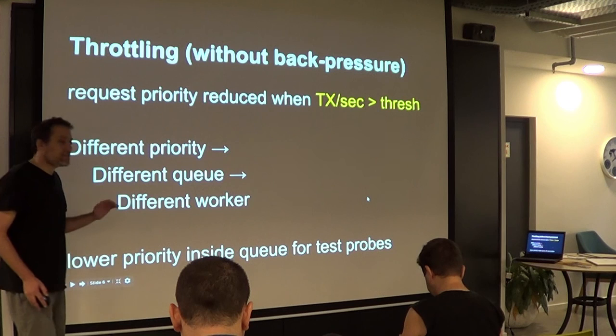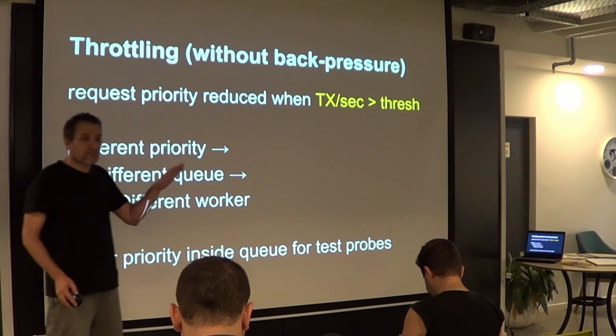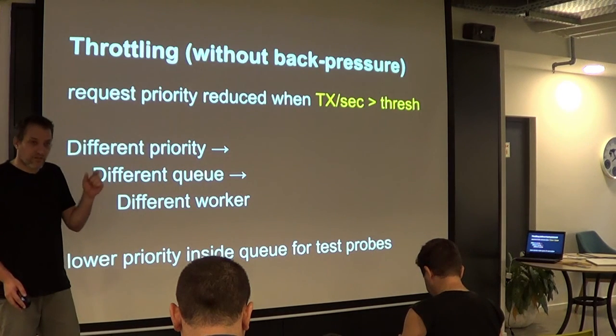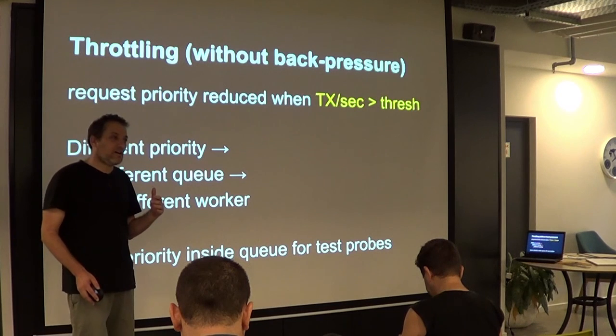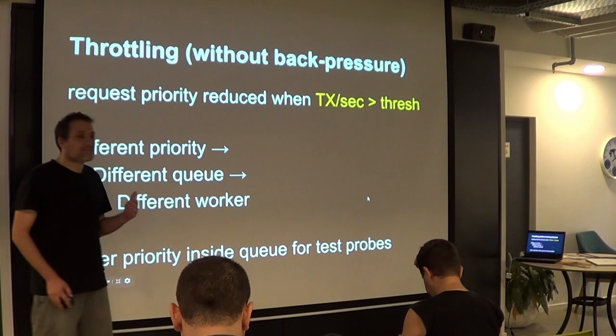On top of that, there are test probes. Test probes we do send to each of the queues because we want the test probes to cover everything, but inside the queue, we use a priority queue. So the test probes have a lower priority, okay? So if the queue is stuck, the test probes are stuck too, and then we get an indication.